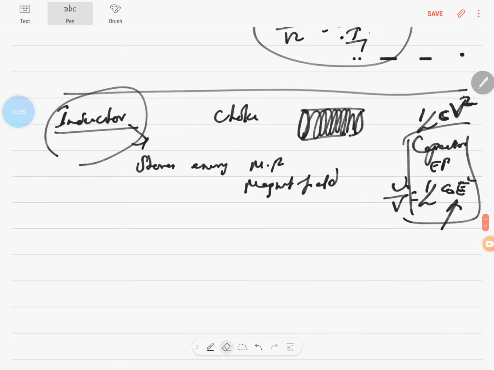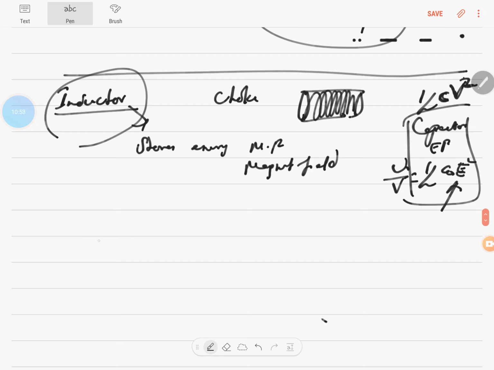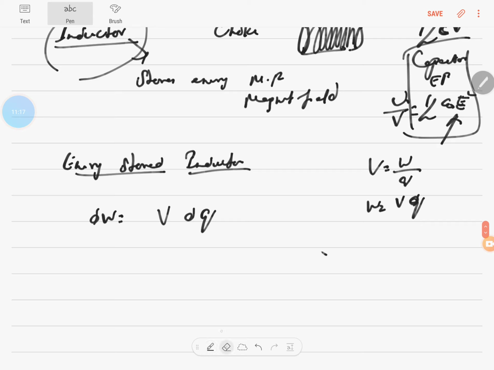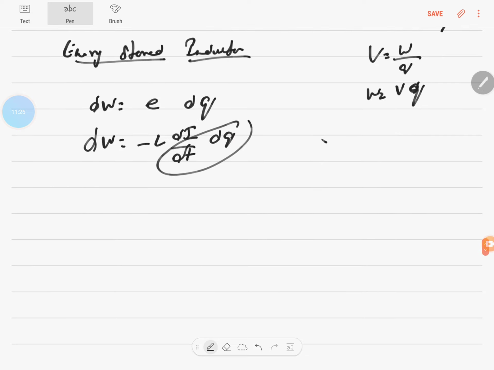So then let's talk about energy stored in an inductor. Very, very important. You know how to find energy. V is equal to W by Q, so W is equal to V into Q. So dW becomes V into dQ. In this whole lesson, V becomes small e, which is the EMF, and you know that it's minus L into di by dt, into dQ. And dQ by dt itself is I. So dW is minus L into I into di.